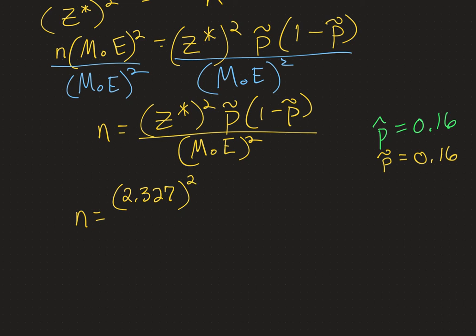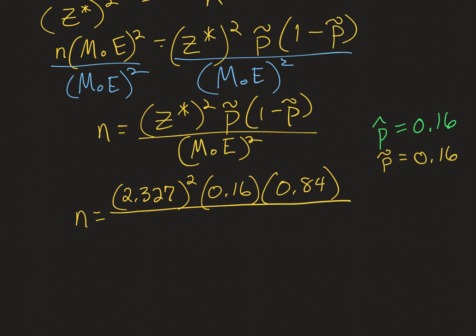That value is squared. I'm going to multiply that by my estimated population proportion and by 1 minus that estimated population proportion, and I'm going to divide it by the margin of error that I want squared. I only want a 2% margin of error, so that's 0.02 in decimal form, and I'm going to square that. Here's what I get on my calculator: that I need 1,819.416144 people in my sample.